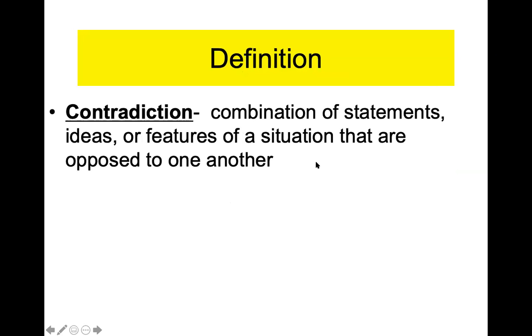First thing off, write this down. A contradiction. A contradiction is a combination of statements, plural. It's got to be two or more statements, ideas or features of a situation that are opposed to one another. In other words, you have two or more things that don't agree with each other, right? Two opposing ideas, so to speak. I mean, here's an example.